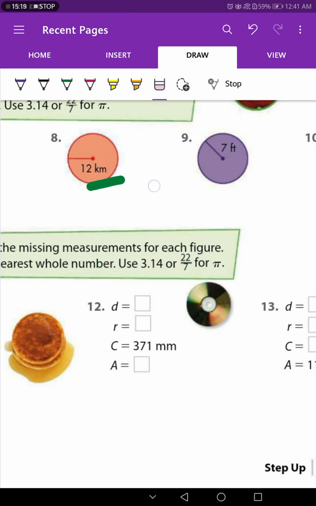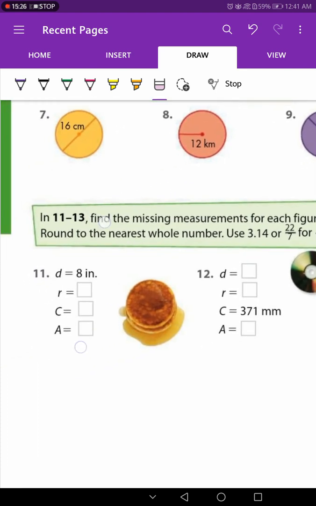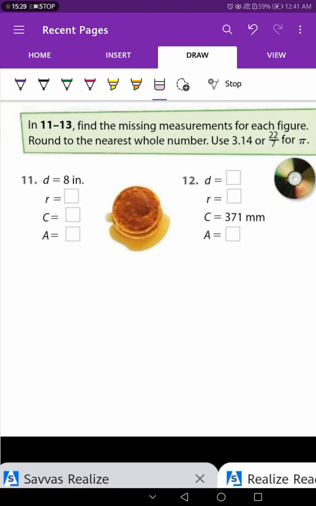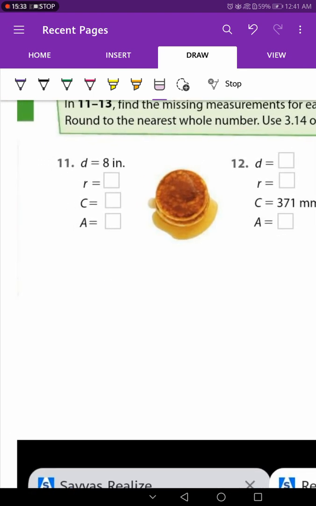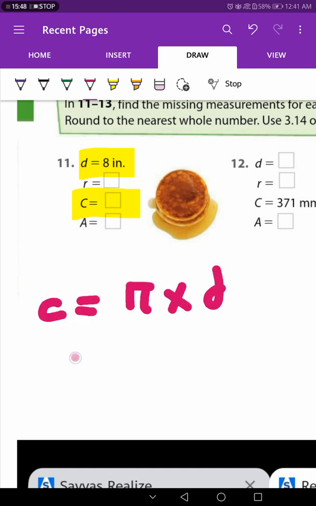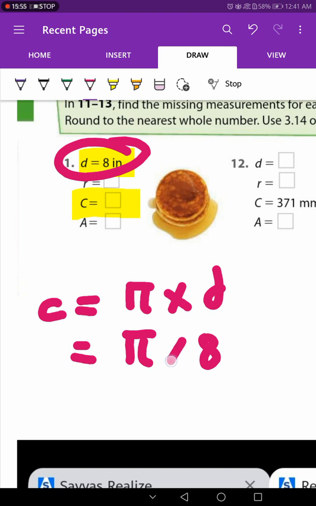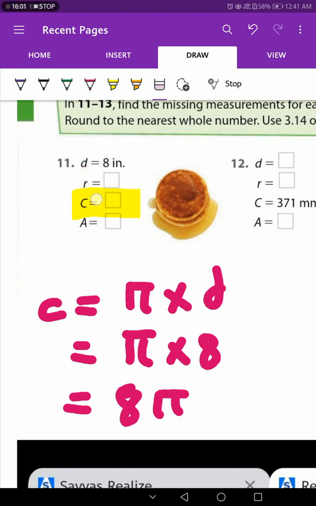So to find the area, I need R. To find the circumference, I need D, the diameter. Now here in question 11, find the missing measurement. He gives you what? The diameter. So you can find the circumference directly. C equals pi multiplied by D, which equals pi times 8, equals 8 pi. I will keep it in terms of pi.